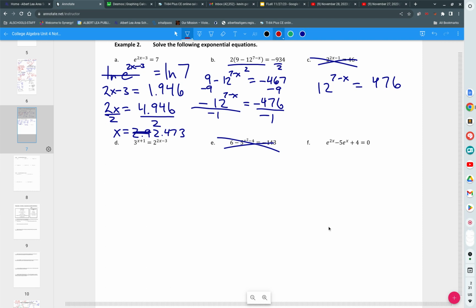Now I do the log base 12 on both sides. I get 7 minus x is equal to, anybody got log of 476 divided by the log of 12? 2.481. I subtract 7, negative x is equal to negative 4.519. I divide by a negative 1, and x is 4.519.